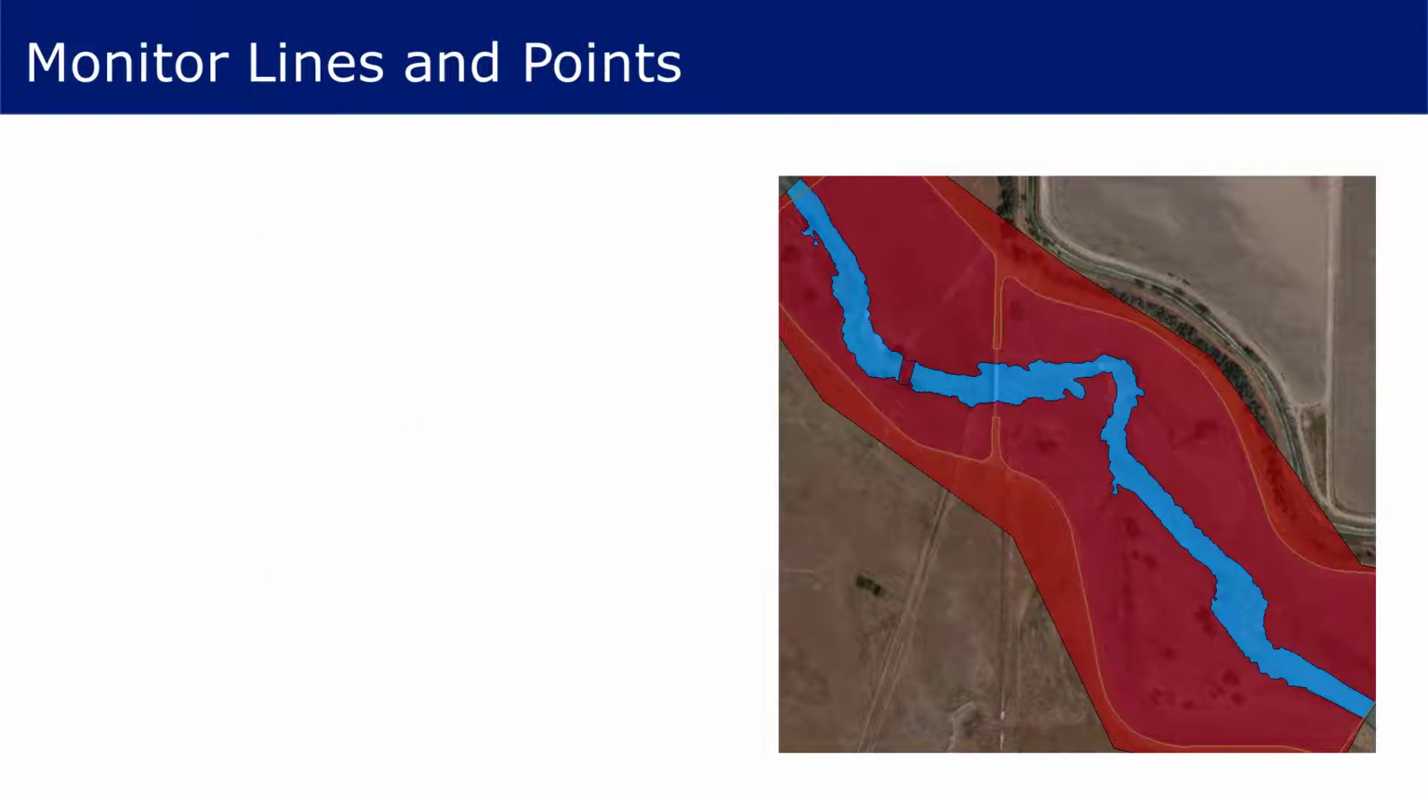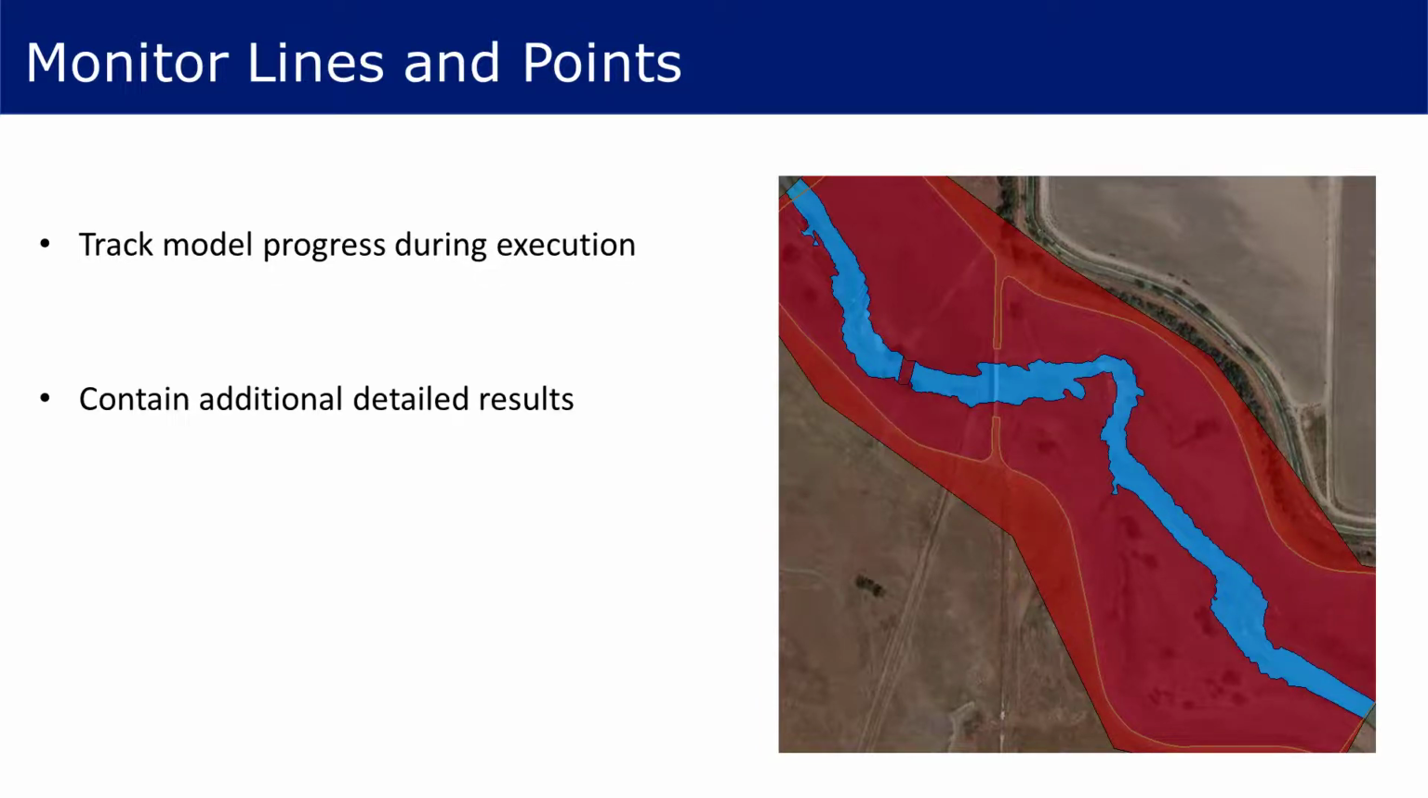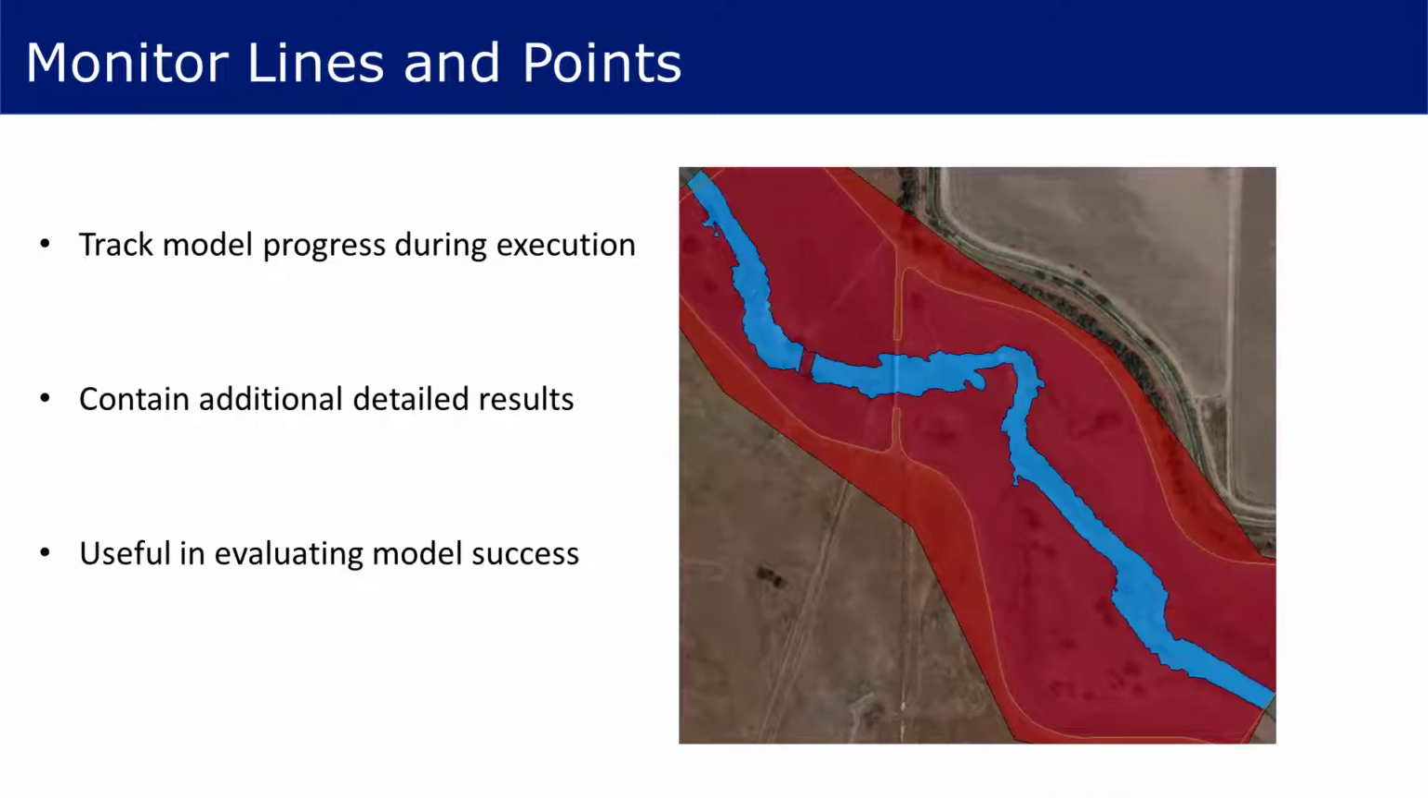If not already created for the existing hydraulic model, a monitor coverage should be created and populated with lines and points. Monitor lines and points are particularly useful in a sediment model because of the information they report during a model execution in the simulation run queue. Additionally, results reported for monitor lines and points contain information that complements the output values generated at each mesh element and can be useful in evaluating the success of a model run.